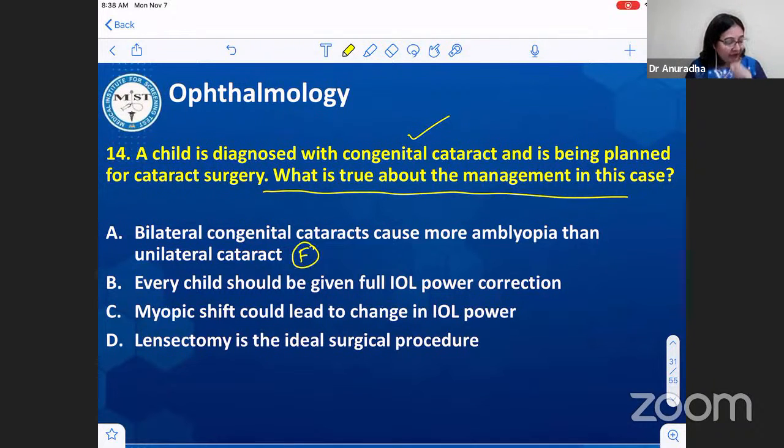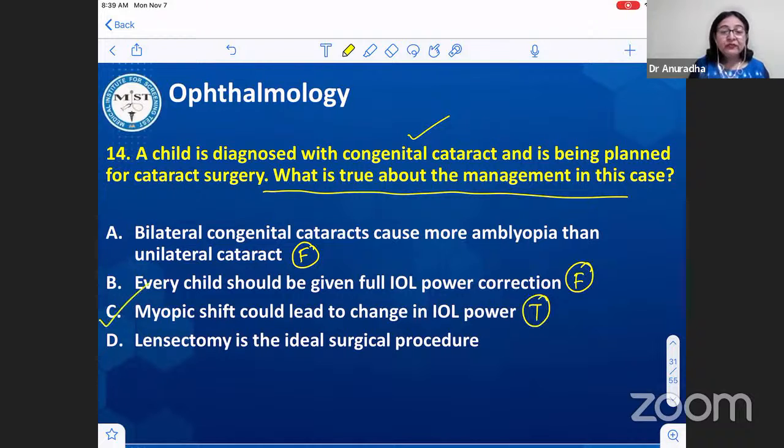Every child should be given full intraocular lens power correction. That is again not a true statement. I'll tell you why. You have to undercorrect the IOL power given to the child according to the age of the child. Myopic shift could lead to change in the IOL power. Yes, that is the true statement. So this is my answer.